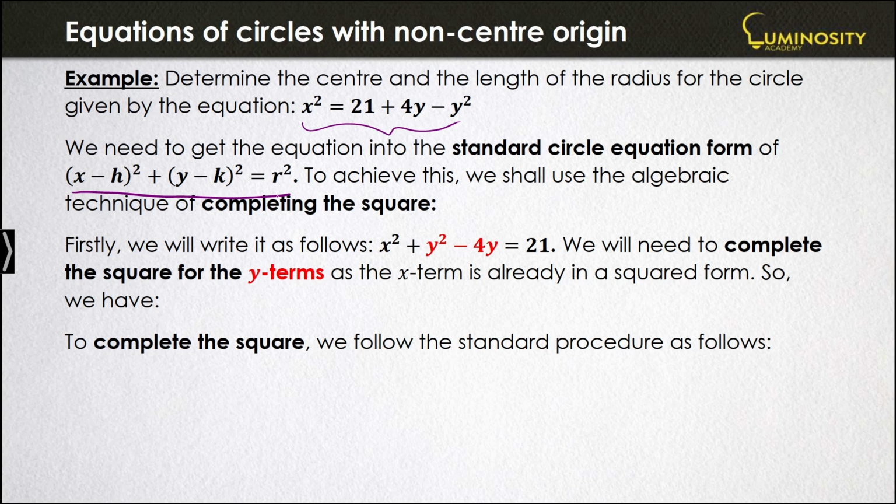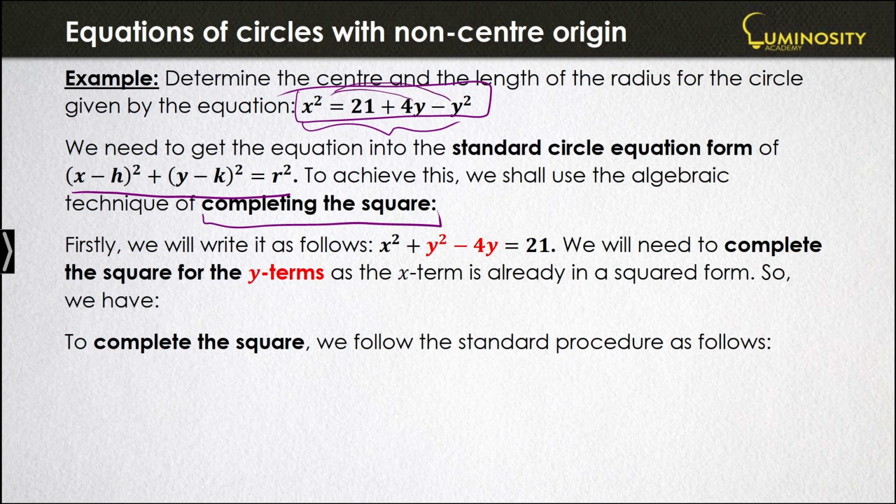Well, we're going to use an algebraic technique that you might be familiar with, that you might not have seen for a while, the completing the square technique. Okay, so we will rewrite this following equation here by bringing the negative y squared and the positive 4 across.